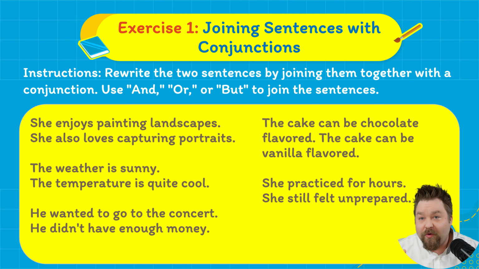Are you ready? I am. We are going to join sentences with conjunctions. So our instructions are to rewrite the two sentences by joining them together with a conjunction. You can use and, or, but to join these sentences, okay? So you see, there's two sentences here. Put them together. Pause the video, write these in your notebook, and we'll check them. Ready? Pause the video. You paused that video. I'm sure you did. So now let's take a look at these answers. Are you ready? Here we go.